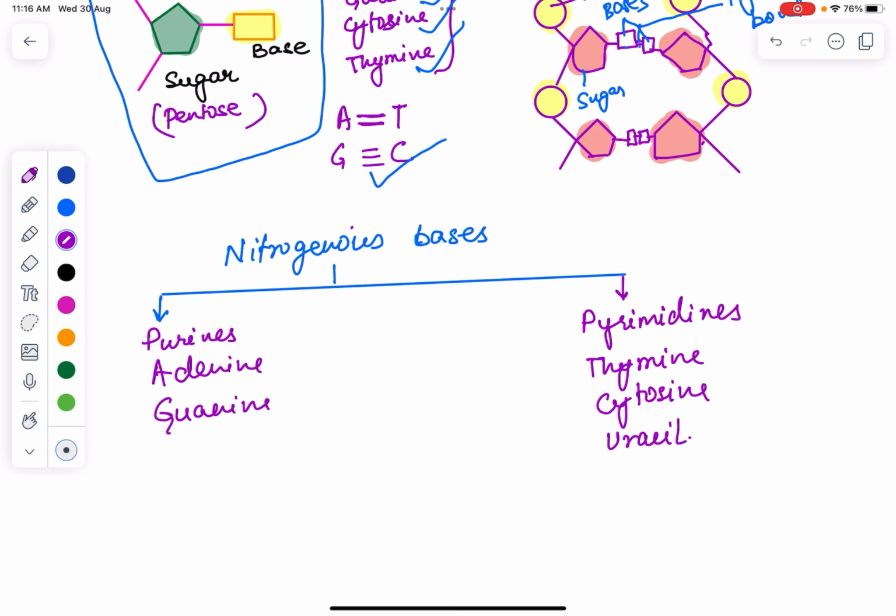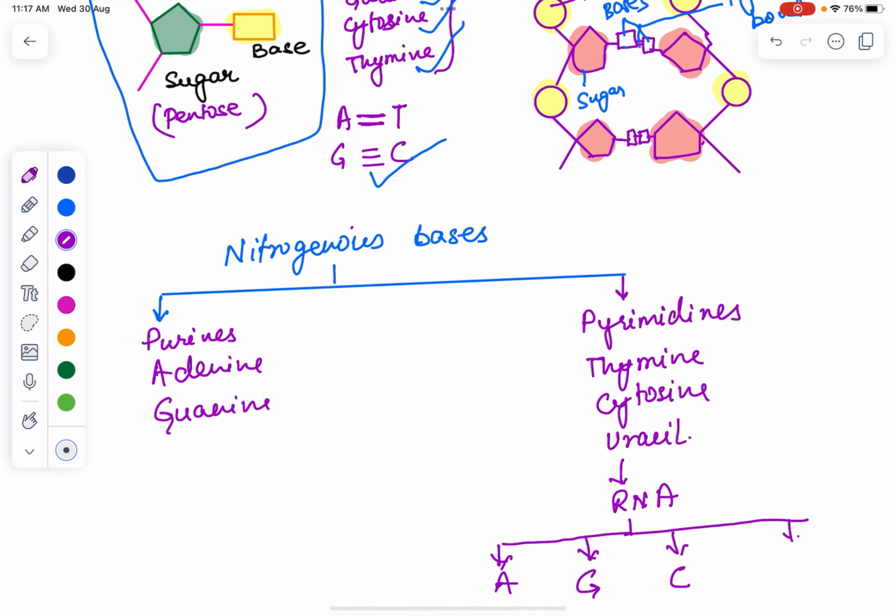Uracil will be present in RNA. In RNA, instead of thymine, uracil will be present. So four bases will be present in RNA: adenine, guanine, cytosine, and uracil.